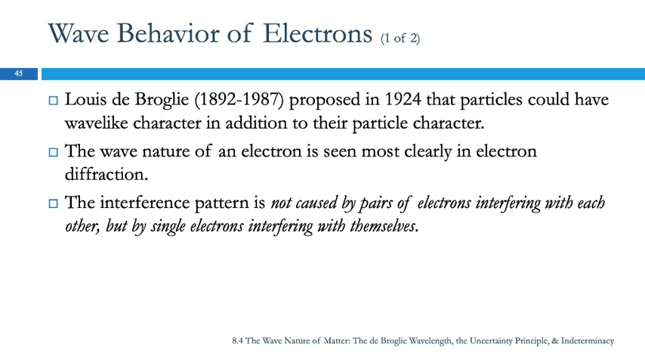But what's really kind of freaky is the interference is not caused by pairs of electrons interfering with each other, but by single electrons interfering with themselves. So here, the electron is not behaving like a particle. A particle can't go through two slits at the same time and interfere with itself and produce a diffraction pattern. But a wave can. So here the electrons are behaving like waves.